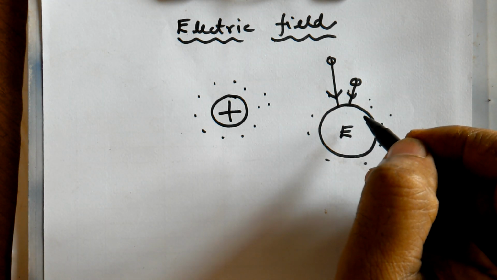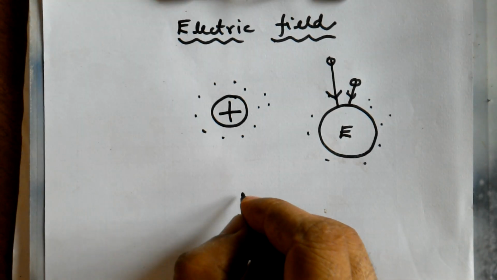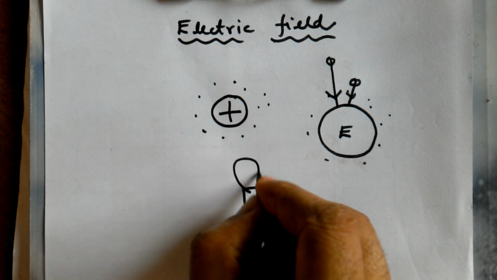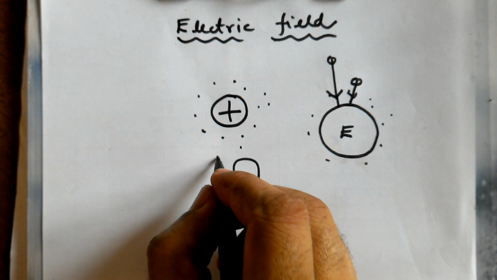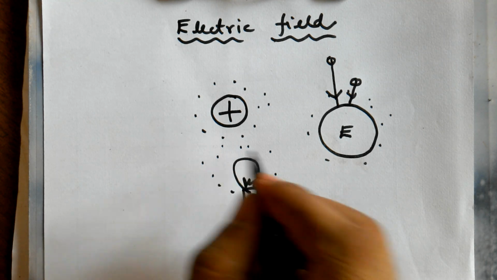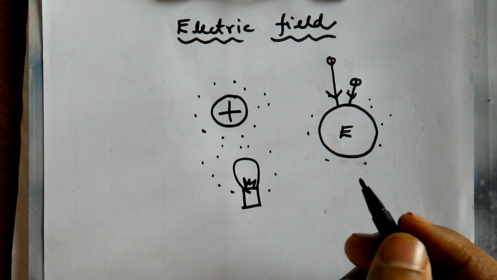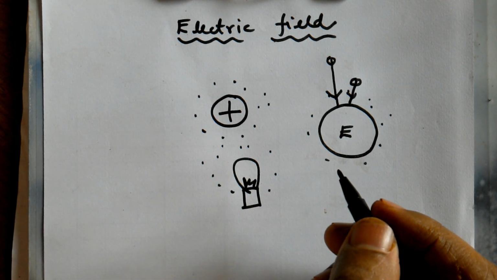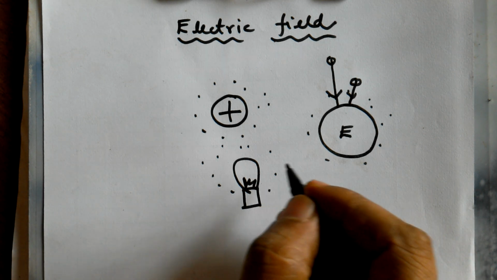So in the same way, even if you take a bulb for that matter, suppose you have a bulb. If it is switched on, then it will create its own luminous field around it. What do you mean by luminous field? It will create its own light and it will emit light, and that light travels from the filament of the bulb in all the directions.